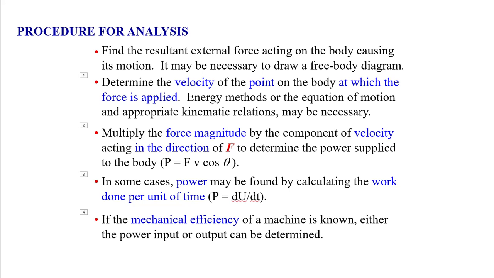We need to look at the force magnitude and the velocity in the direction of the force so we can get our power, and we can calculate power by changing the work, and we can get that mechanical efficiency. So this is more for when we start getting into those power equations and those efficiency equations.